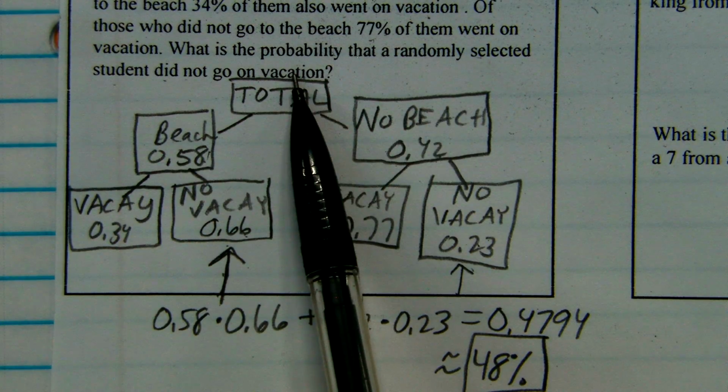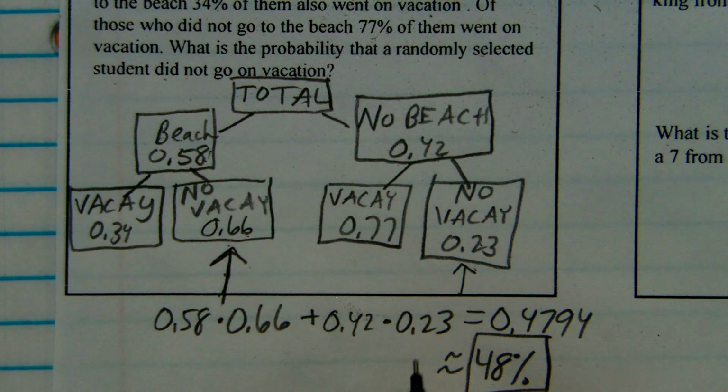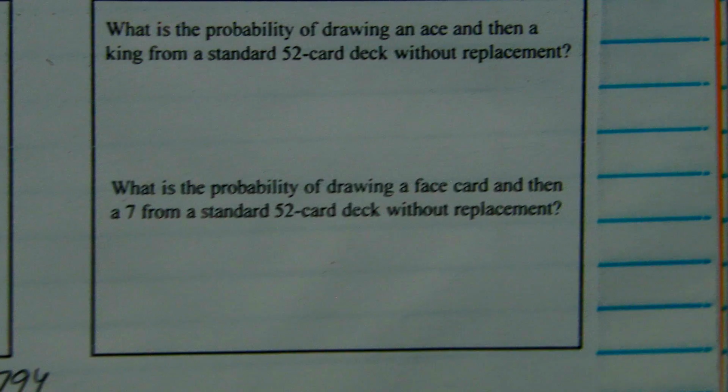Okay, so this diagram, since they're asking about the people that didn't go on vacation, they didn't give you those numbers. So this diagram kind of helps you figure it out. Okay? So these are really involved, but really it's just multiplication and addition once you sort out who's where. Okay. So we're almost done.